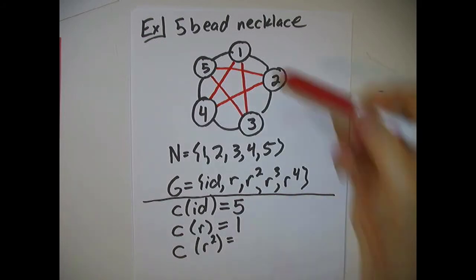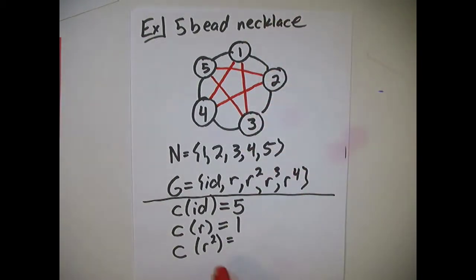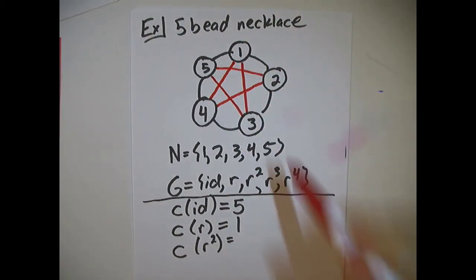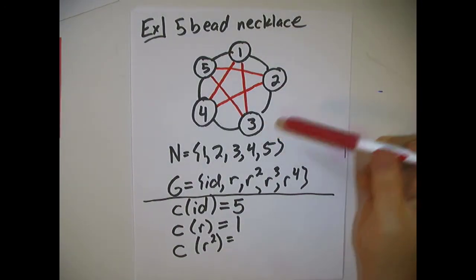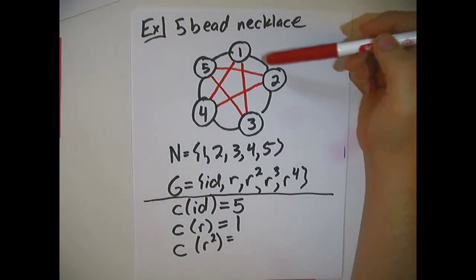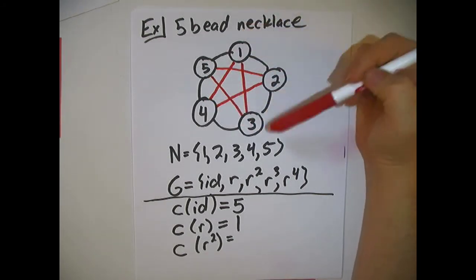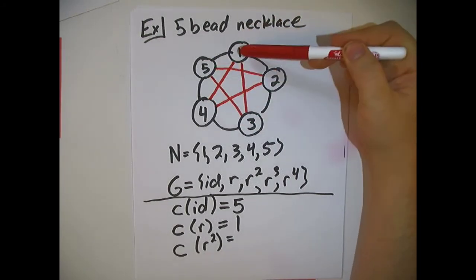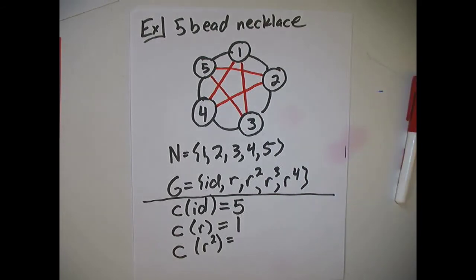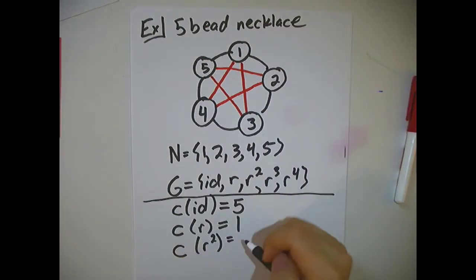Which is to say that if you follow this symmetry, that is the symmetry where we rotate twice, you actually go from 1 to everywhere. You just go from 1 to everywhere in a bizarre order. Instead of going 1, 2, 3, 4, 5, you go 1, 3, 5, 2, 4, 1. Okay. So this, C of R squared, the cycle number, it's also 1.